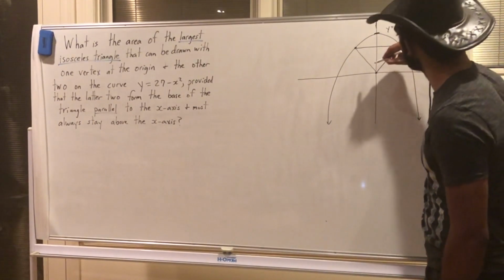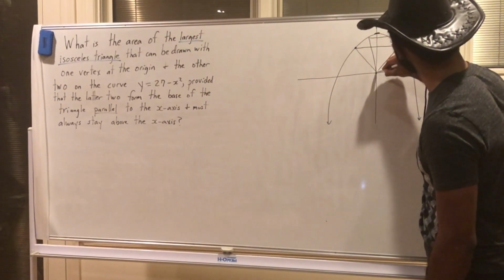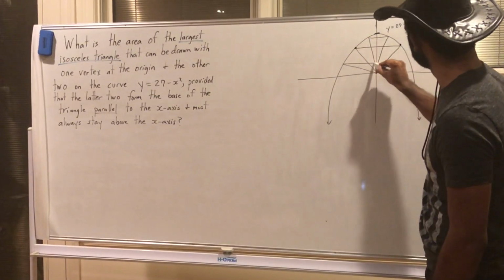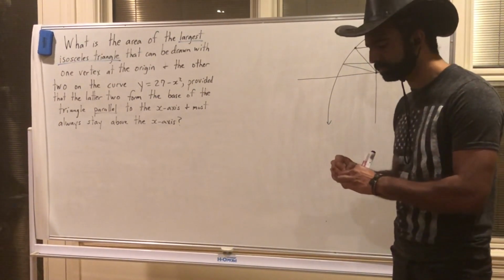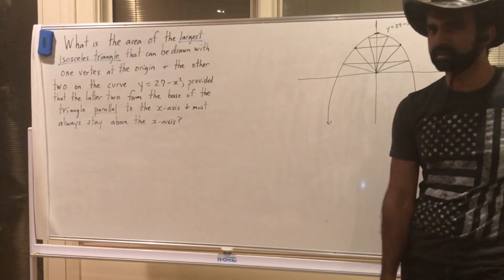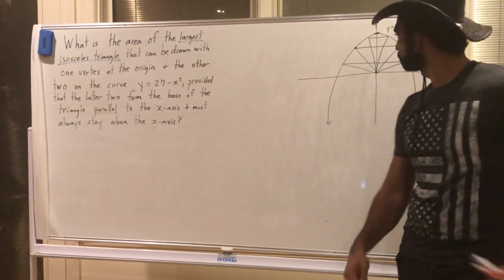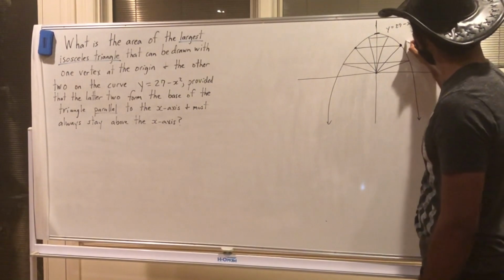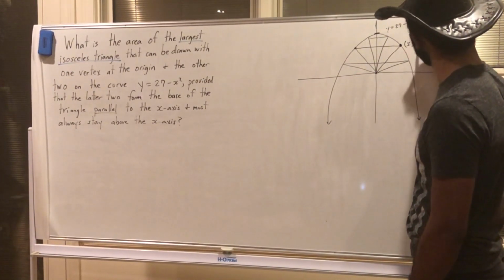So here's one triangle I can draw. Here's another triangle you could draw using this allowance. Here's another one. And the question is, out of these infinitely many triangles, which one has the maximum area? So I'm going to pick this point as a representative. Let's call that coordinate pair (x, y).